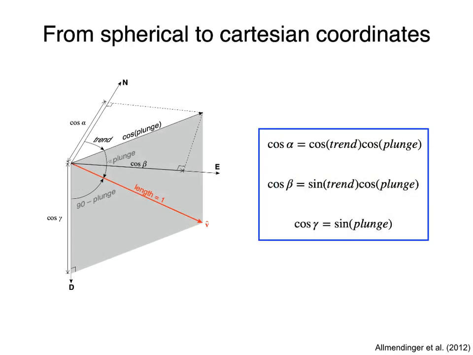It is easy to compute the direction cosines of a line from the trend and plunge of the line. We just need to use these equations. The figure to the left shows the angles and direction cosines of the line with respect to the axes. You can use this figure in trigonometry to verify that these equations are correct.